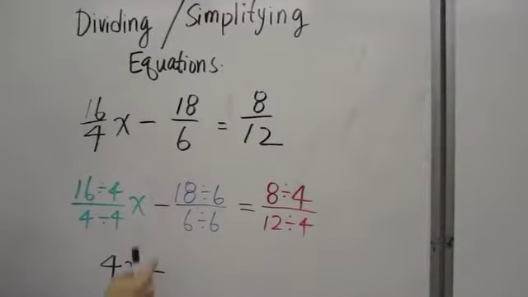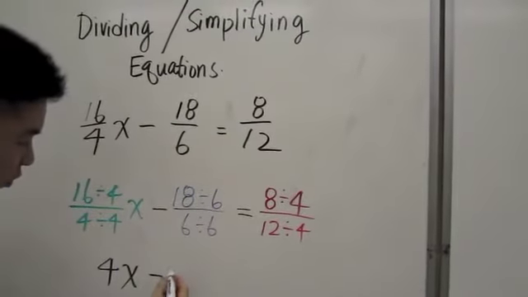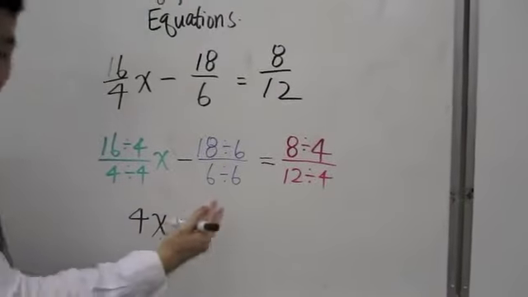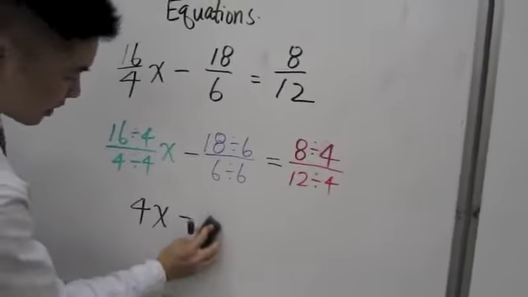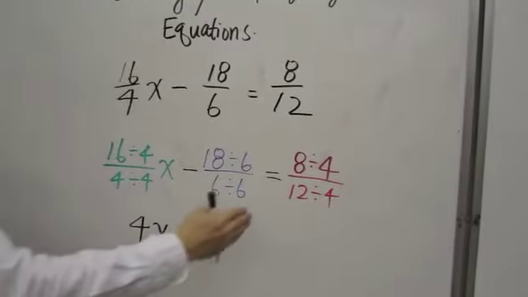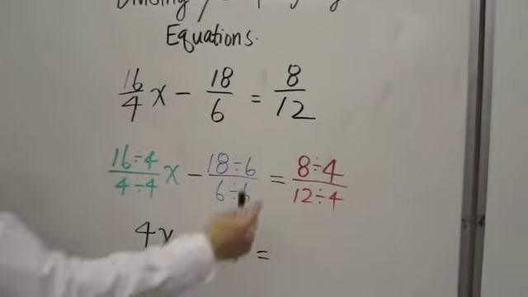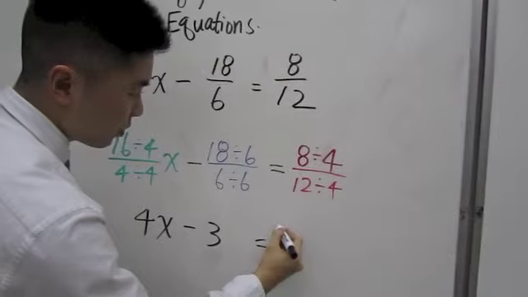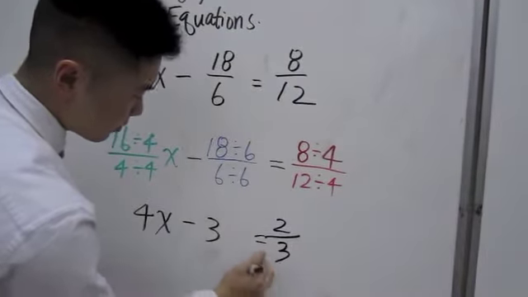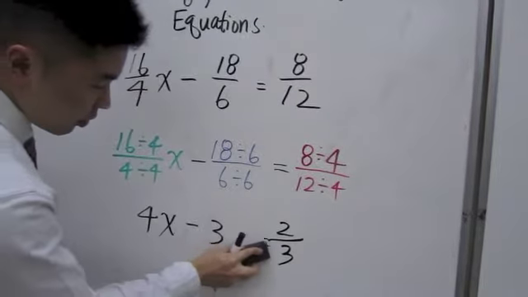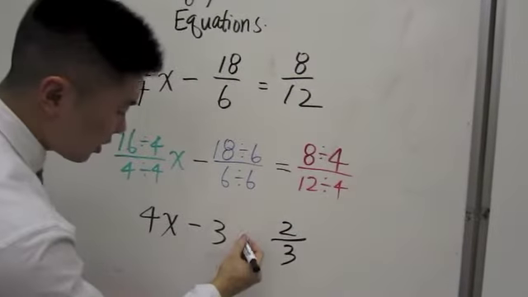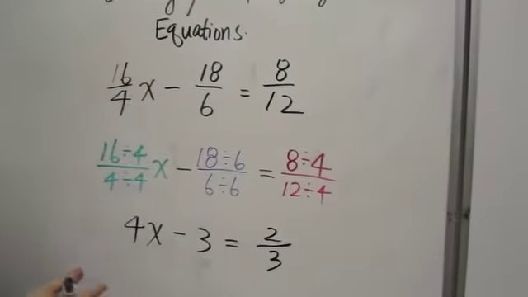Moving on, I have 18 divided by 6, which is 3. And 6 divided by 6 is 1, but you know that 3 over 1 is the same thing as just 3. Last but not least, this is equal to 8 divided by 4 is 2. And 12 divided by 4 is 3. So my answer, or when I simplify this equation, I have 4x minus 3 is equal to 2 over 3.